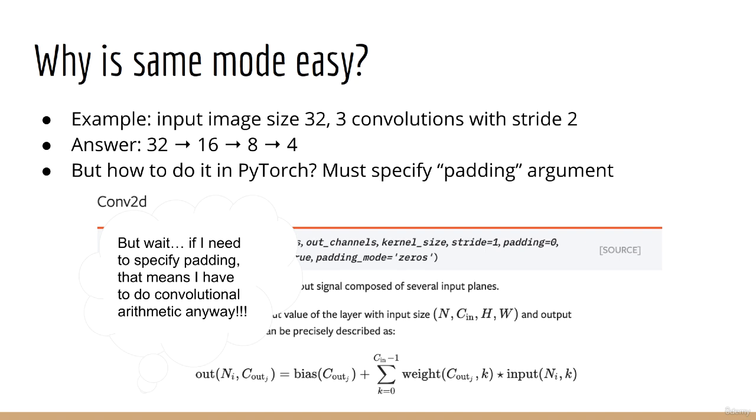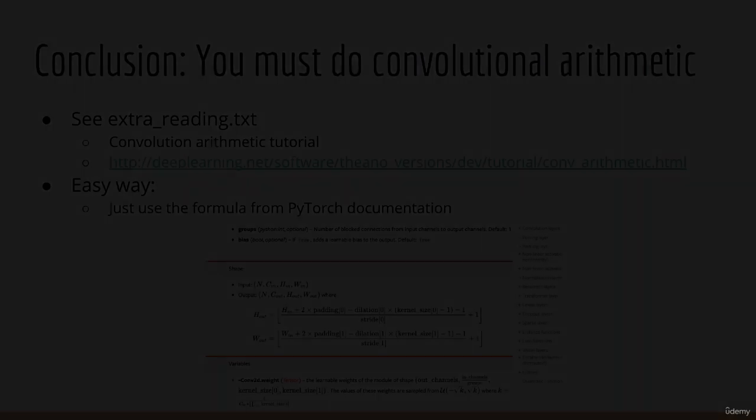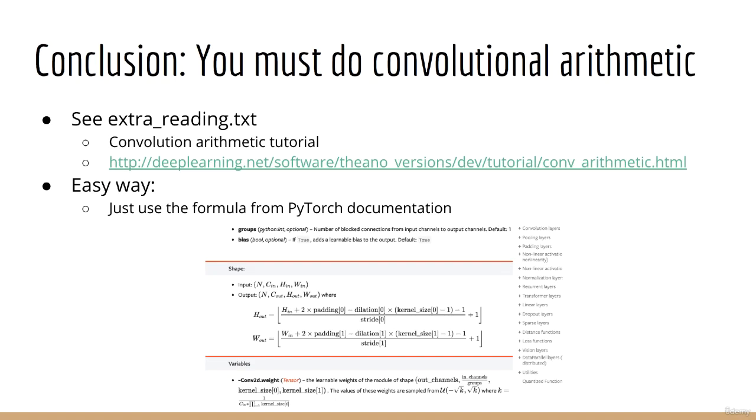In fact, this might be a little harder because you have to do convolutional arithmetic in reverse. The only good reason to use same mode would be if you really believe it benefits your model's predictions. Okay, so now you're convinced that there's no way out of doing convolutional arithmetic.